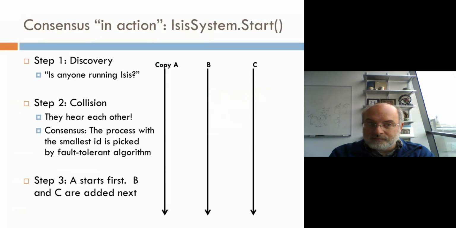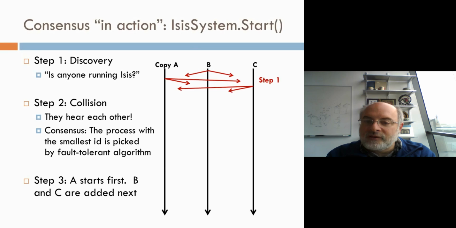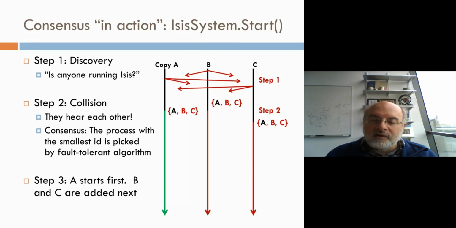So we had A, B, and C. I don't know which of the first and second and third will turn out to be A and B and C. But suppose we've launched all 3 at once. The first thing they do is they holler out, "Is ISIS running out there anywhere, please?" So A and B and C all did that. And they collide, basically. They hear about each other. And what ISIS does is automatically pick a winner, happens to use the one with the lowest process ID number, and it also breaks ties using the IP address number. And that'll be A.